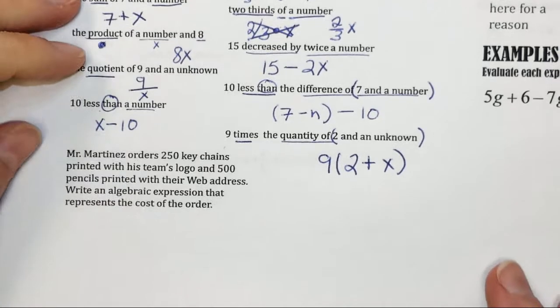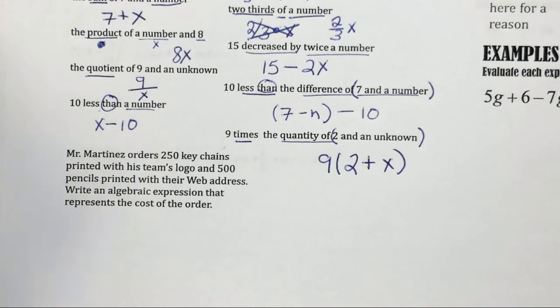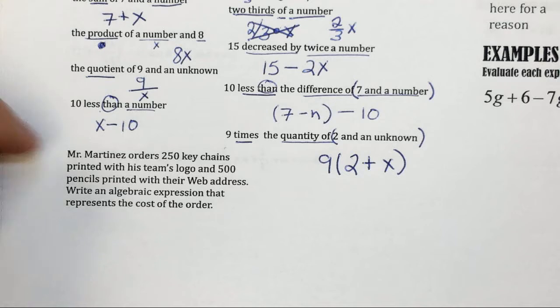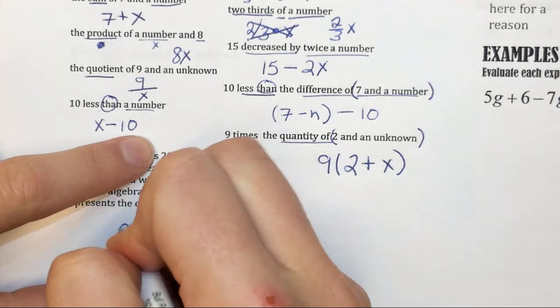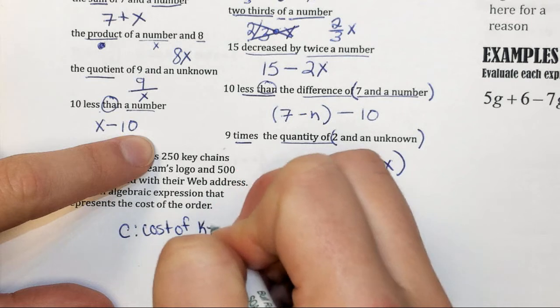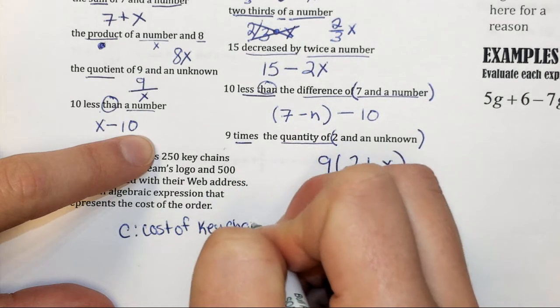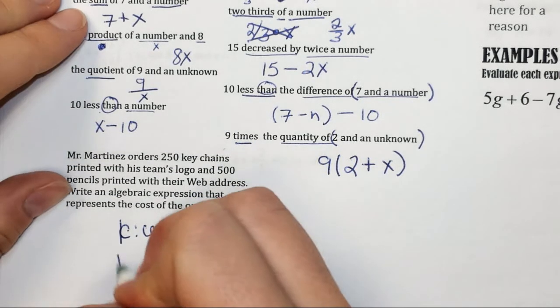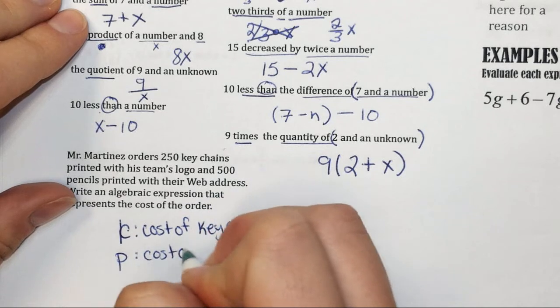Okay. Last example. Mr. Martinez orders 250 keychains printed with the team's logo and 500 pencils printed with their website address. Write an algebraic expression that represents the cost of the order. Okay, so I'm going to use C for the cost of the keychains. And actually, I'm going to change that to a K so we don't get confused about cost and keychains and what it stands for. So K is the cost of the keychain, and P is the cost of the pencils.